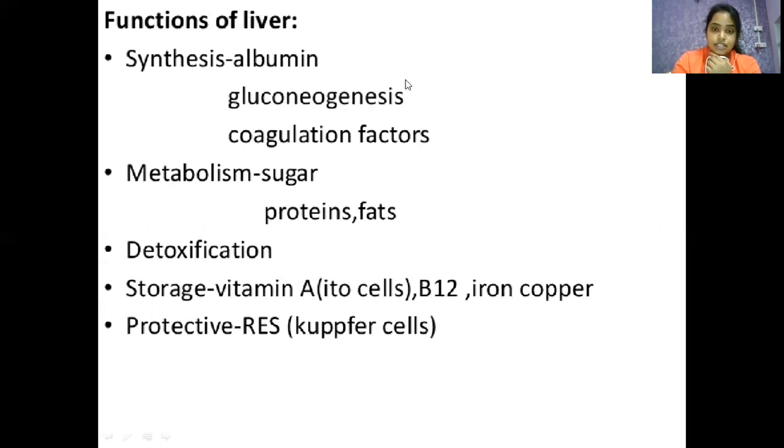Now, what are the functions? It is important, in short, to know the function of the liver. First is synthesis: albumin, gluconeogenesis, and coagulation factors. Then metabolism of sugar, protein, and fat, detoxification, storage of vitamin A, B12, iron, and copper, and protection by Kupffer cells. So it is very important.